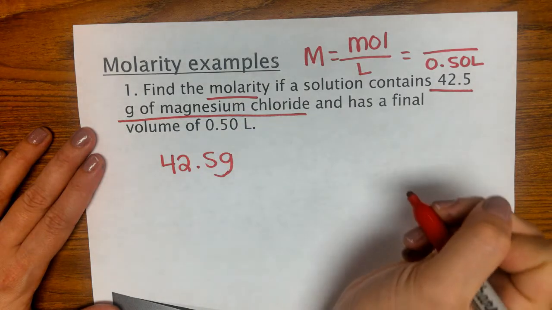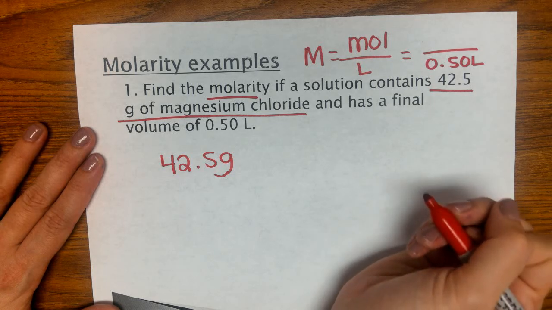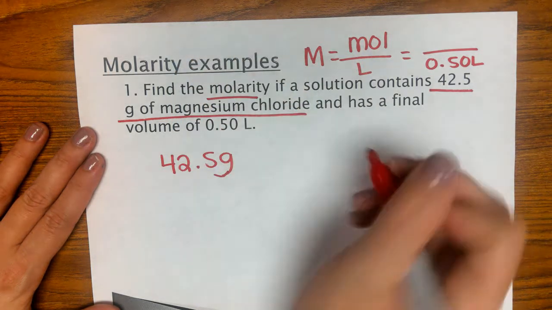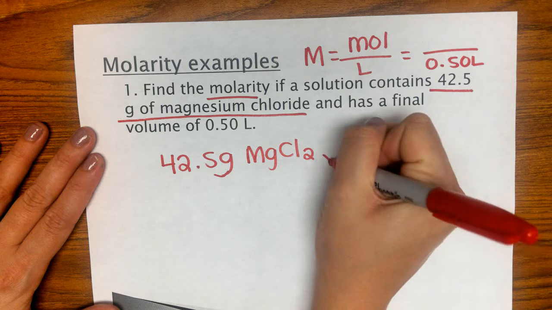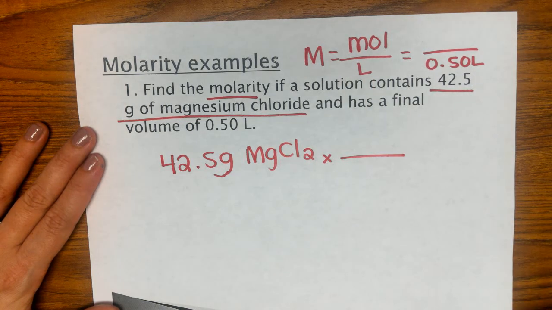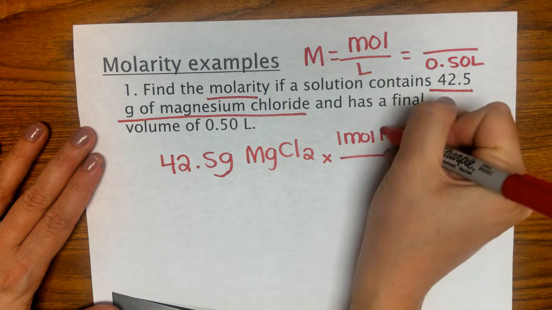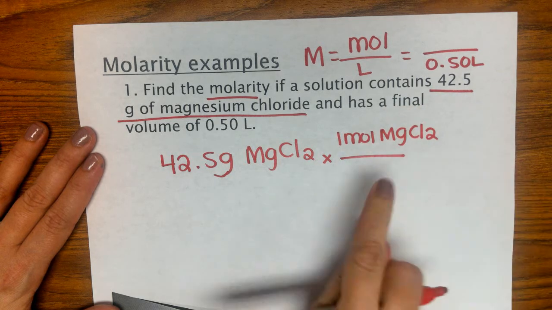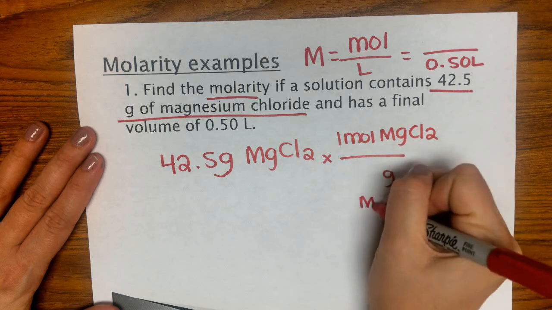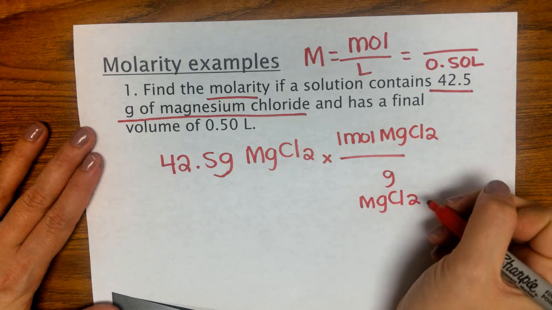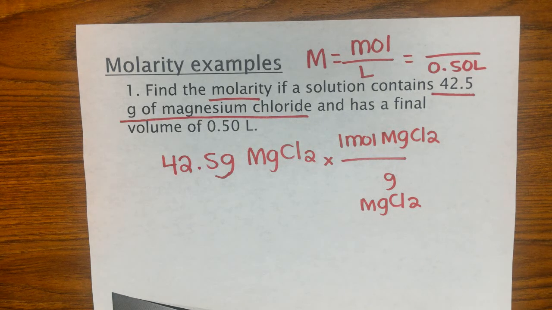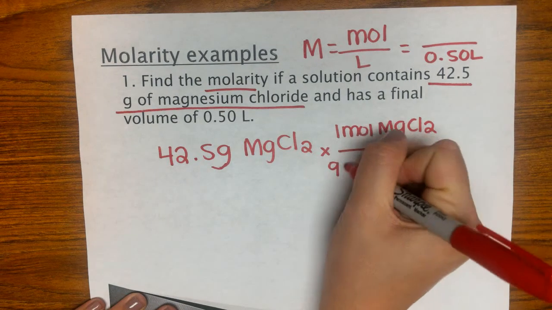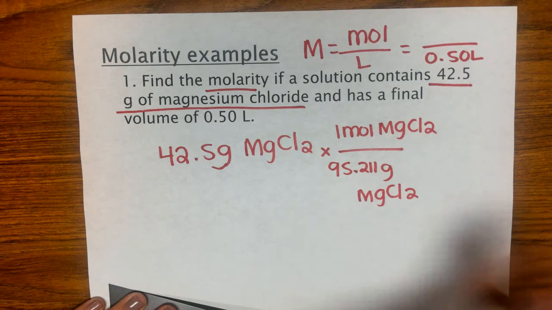Now, magnesium chloride, you do have to write that formula correctly. Magnesium has a charge of 2, chlorine has a charge of 1, so that is MgCl2. And we need to change it to become moles. So 1 mole MgCl2, and then at the bottom we'll have to put our grams of magnesium chloride. For the sake of time, actually I don't know what it is. So magnesium, go to the periodic table, add up magnesium and two chlorines, and there are 95.211 grams in 1 mole.